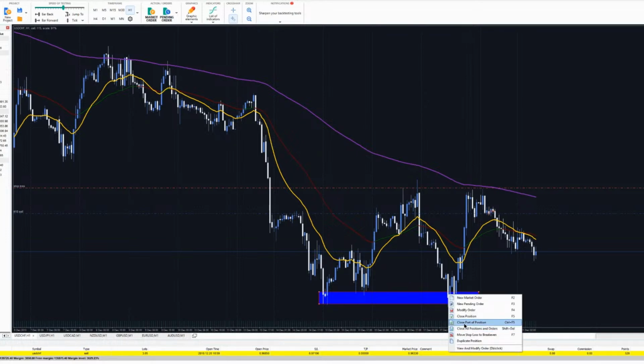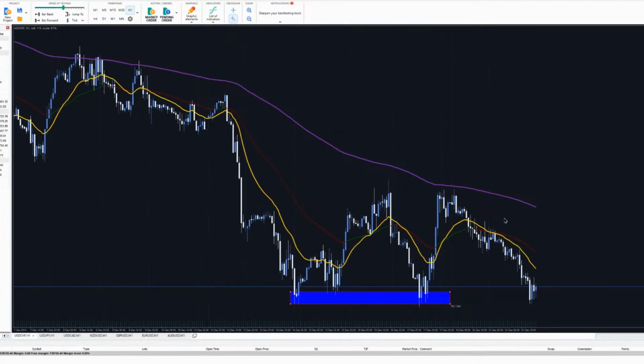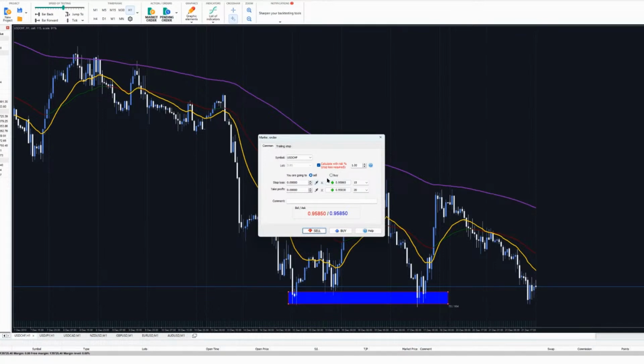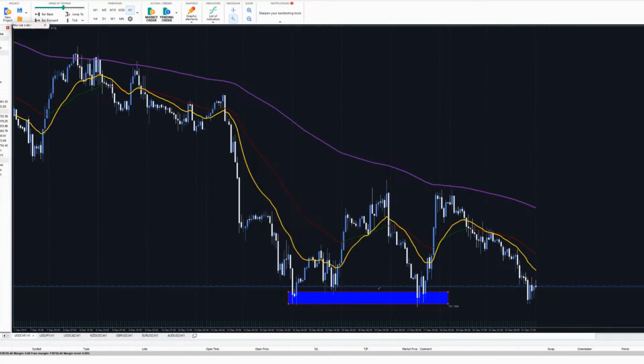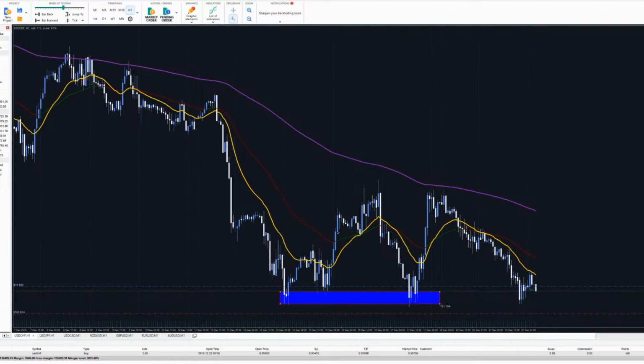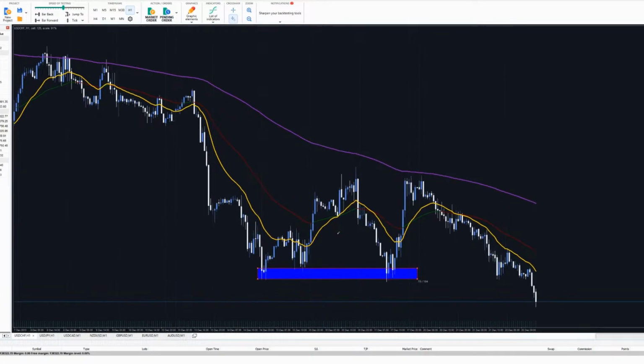And if it comes back down to this level here, then you try and buy it. There he is. Try and buy it now. Break through, and it did.